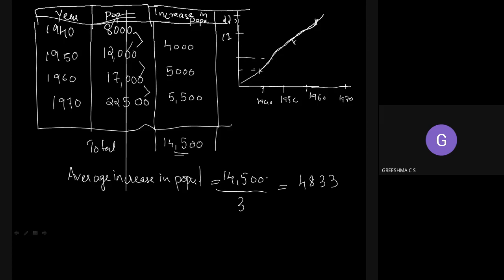Now coming to the problem. So we got the average increase in the population, 4x, 14,500 divided by 3. So this is our x bar.